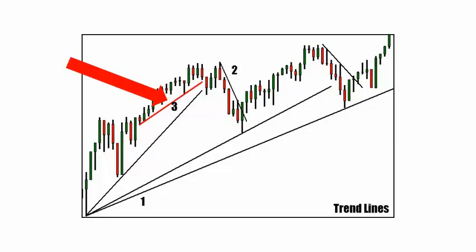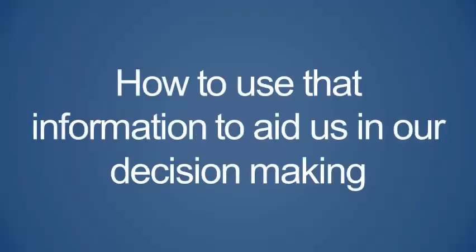Now, one way you become more objective in trend line usage is to only connect to the obvious swings and only after a high or a low is taken out. Now, the drawing of trend lines is not very difficult. And now the question becomes, well, how do we use that information to aid us in our decision making?